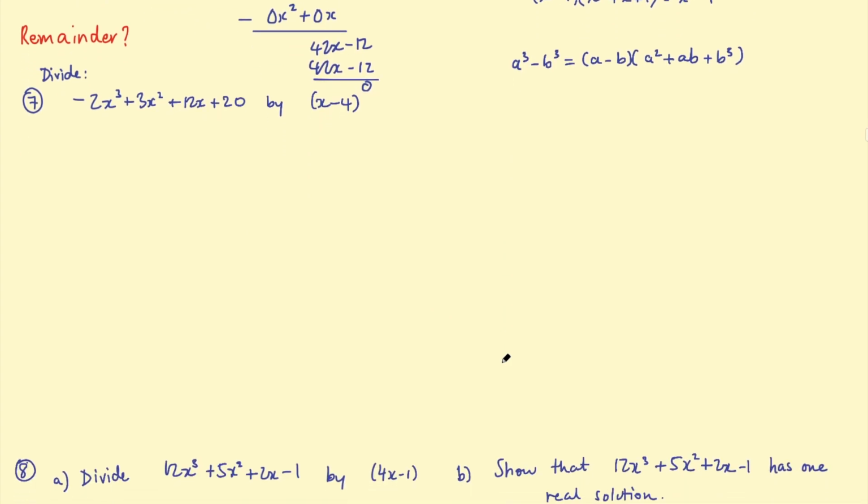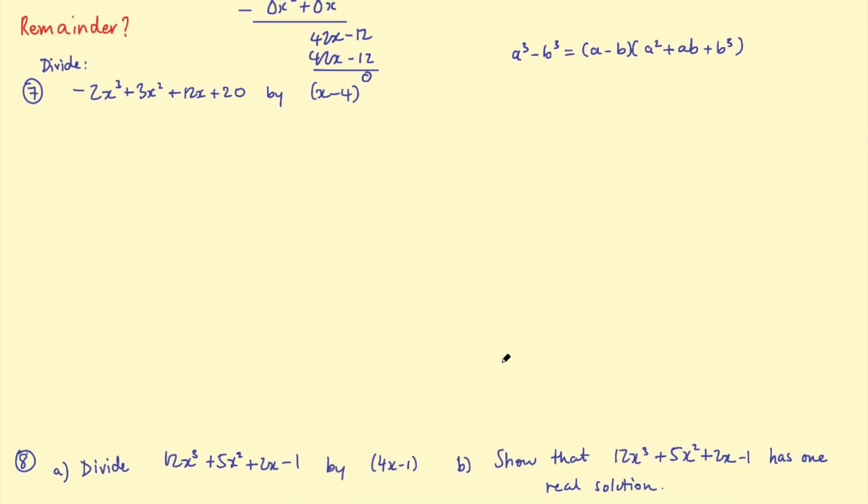Alright, on to the next one. Now, after all of these examples where the divisor divided the dividend evenly, you might be asking, what if the divisor does not divide that polynomial? What if there is some remainder?